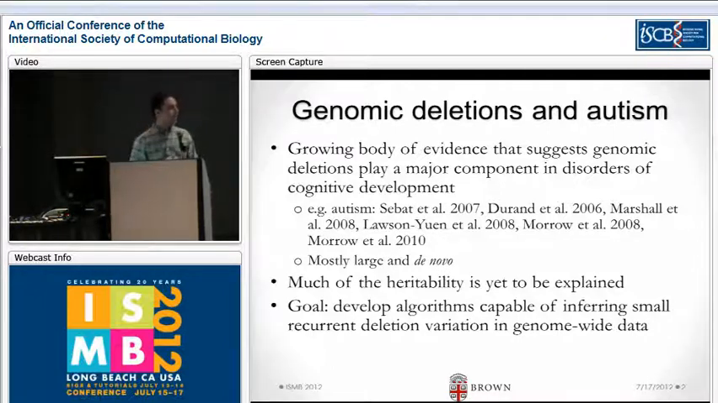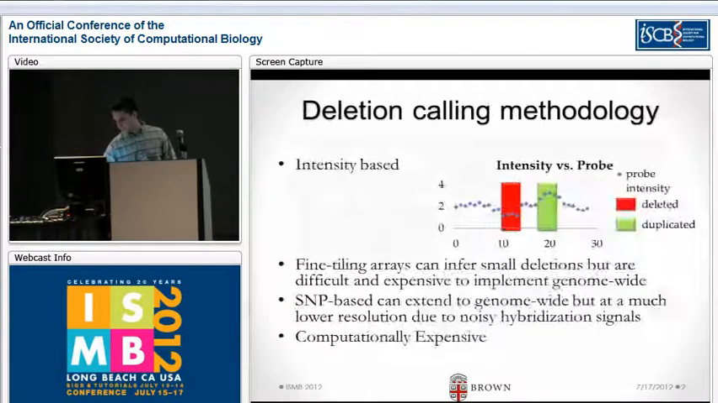Like with most complex disease, much of the heritability of autism is yet to be explained. So our goal is to develop a set of algorithms that are capable of inferring small recurrent deletion variation in genome-wide data. This type of variation really hasn't been probed too much in these genome-wide association study data sets because it's very difficult to find the smaller deletions.